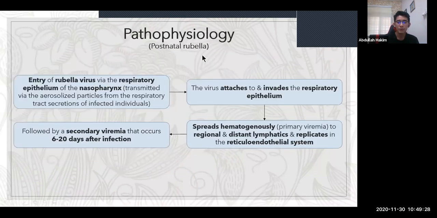So for postnatal rubella, the entry of the rubella virus by the respiratory epithelium of the nasopharynx. After the entry, it will attach and invade the respiratory epithelium, and then there will be primary viremia to regional and distant lymphatics and replicates in the reticuloendothelial system. After that, there will be secondary viremia spread to the other organs that will occur 6 to 20 days after the infection.